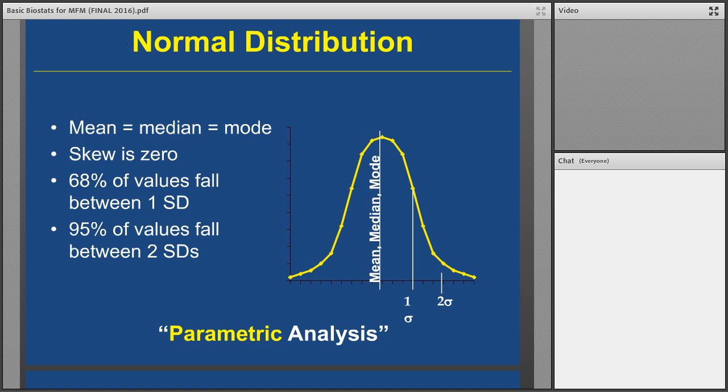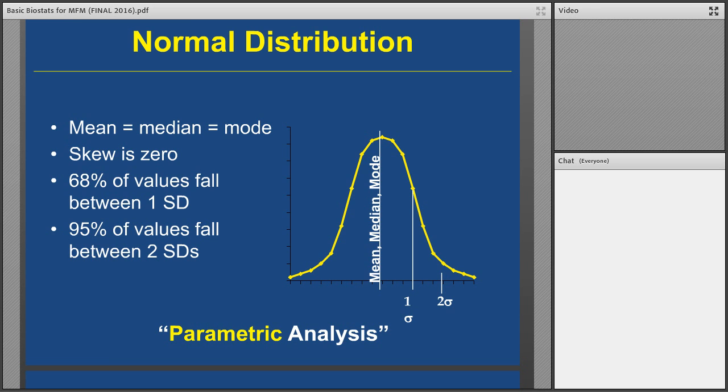So here's a more graphical representation. When we have something that's normally distributed, the mean, median, and mode are generally the same. There's zero skew or very little skew to the distribution. And then we can assume that 68% of values fall within one standard deviation and 95% of values fall between two standard deviations. And these 4 points are the definition of normal distribution. So a normally distributed data set fulfills these 4 points.